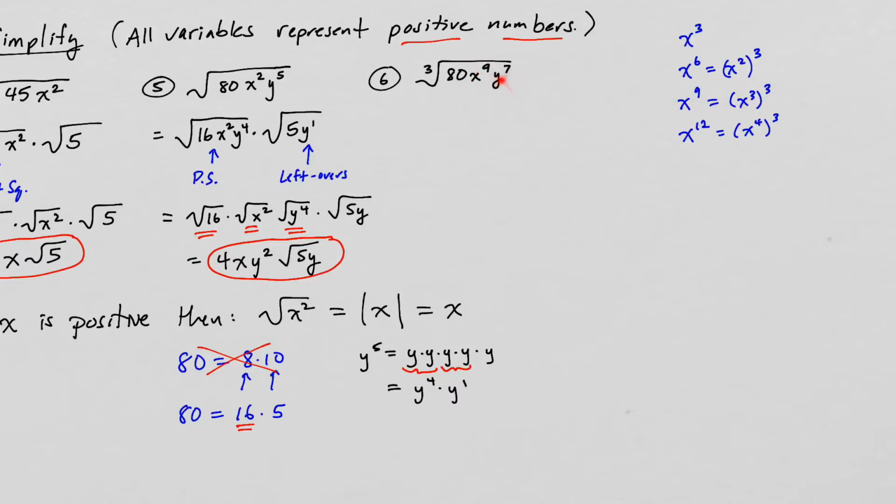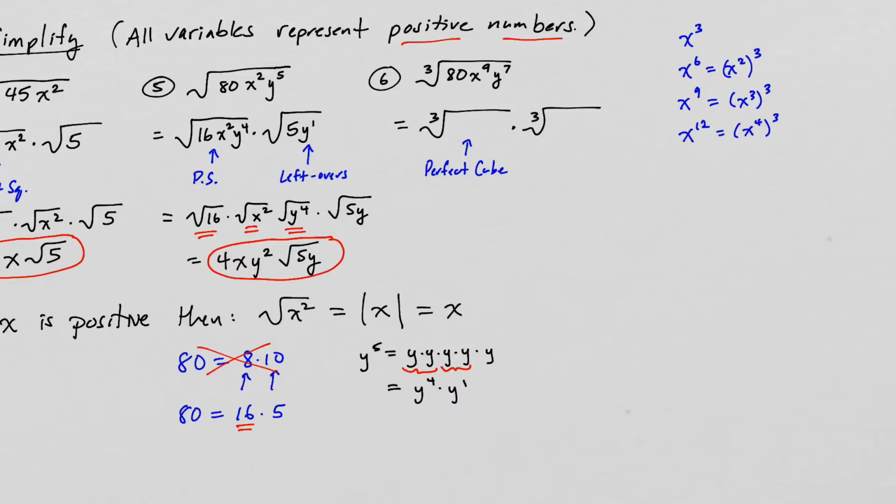y to the 7th is not. But we know that y to the 6th would be a perfect cube, and we know that y to the 7th has a y to the 6th power in it. So we're going to break this down, thinking about perfect cubes. So it's going to be the cube root of something times the cube root of whatever's left over. And again, in here, we're thinking perfect cube.